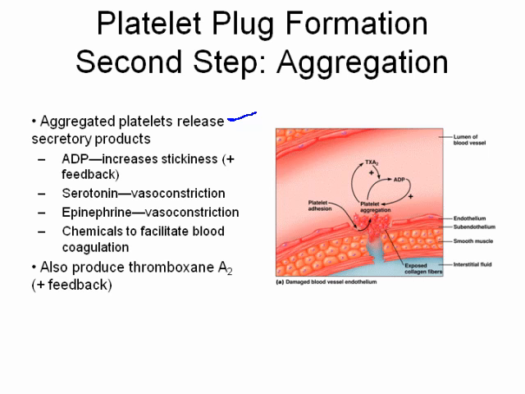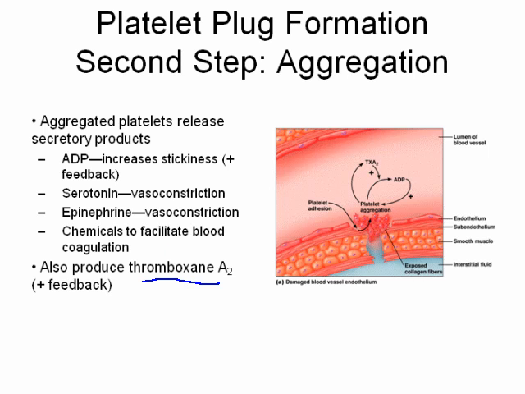So we have our aggregated platelets that are releasing secretory products, ADP, which produces a positive feedback, which is why we have the plus mark here. It's going to increase the stickiness of the platelets. Serotonin is being released. It's going to cause vasoconstriction. So, of course, it's going to help cause the blood vessel to constrict, which is going to help reduce the amount of pressure being applied on the plug. Epinephrine is also going to enhance vasoconstriction, and then a variety of other chemicals that are going to help facilitate the process of blood coagulation.